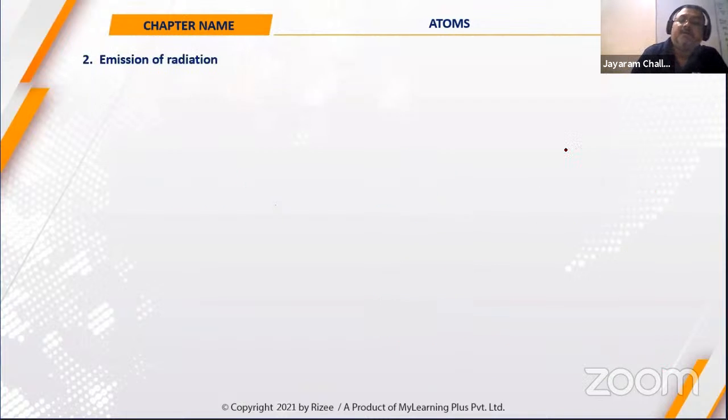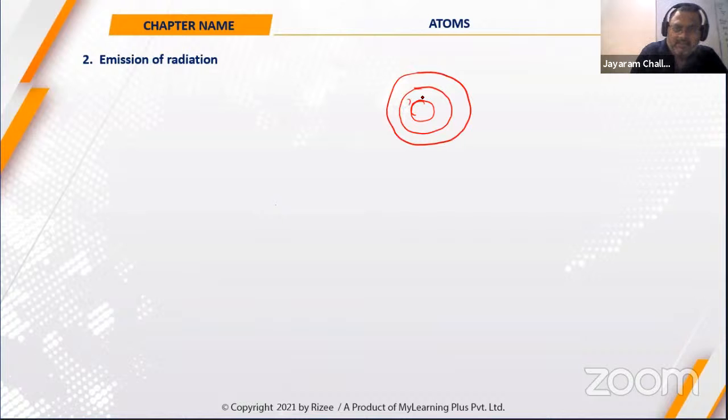So coming to the next part, emission radiation. What is this emission radiation? Whenever an electron jumps from a higher energy level to a lower energy level, it releases certain energy. Suppose this is your ground state, n is equal to 1. When an electron jumps from the second state to the first state, or the third state to the first state, or any other state to the ground state, or even 3 to 2, it releases that energy in the form of photons.